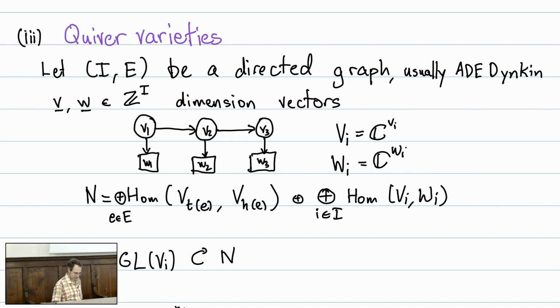Okay, so usually a Dynkin diagram. Now I fix two what I call dimension vectors. So they're just a list of integers. Whoops. I guess integer is an exaggeration. A list of natural numbers.